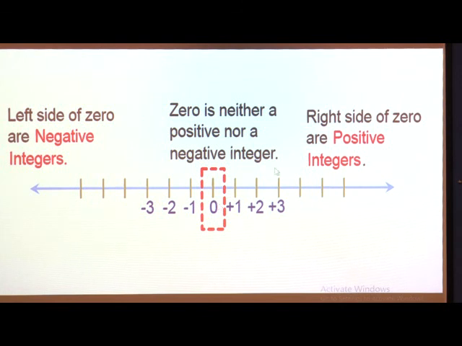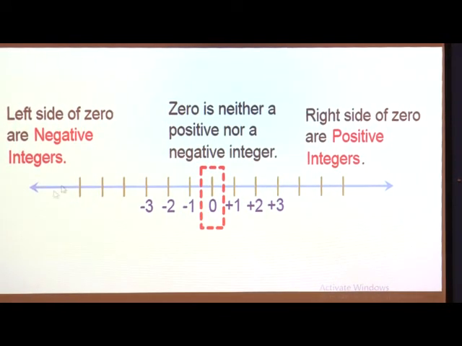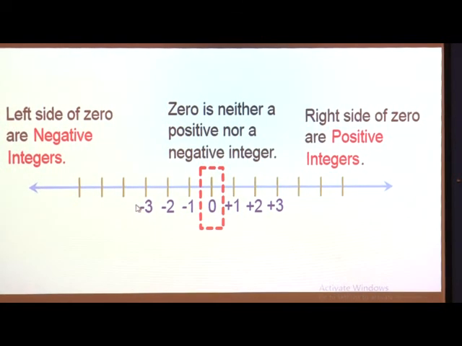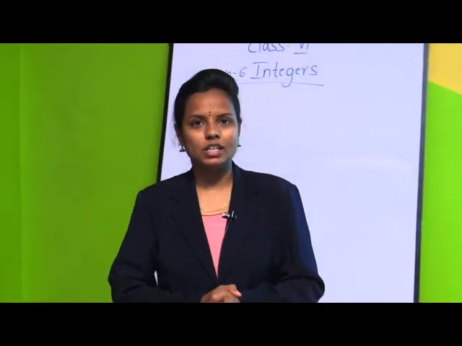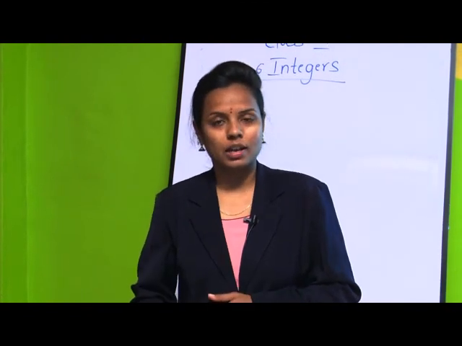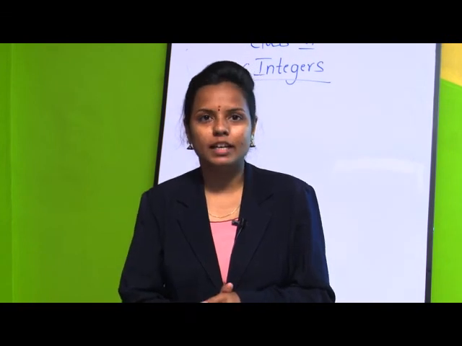So, the right side of the 0 has positive integers, and as we move towards this side, the numbers go in increasing order, and the left side of the 0 has negative integers, and as we go towards the left side, we have the negative numbers, -1, -2, -3. So, this is about the integers. We have studied that the set of integers includes natural numbers, whole numbers and negative numbers. We have studied about the number line.